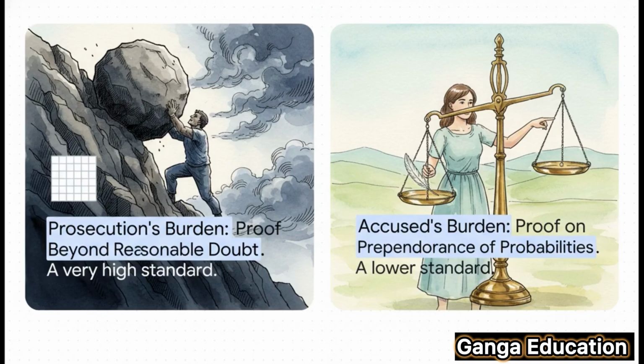Now this is a critically important point, especially for your exams, so pay close attention. The standard of proof is different for the prosecution and the accused. The prosecution has to prove its case beyond a reasonable doubt, which is a very high standard. But the accused only has to prove their exception on a preponderance of probabilities. This is a much lower standard. It just means they have to show that their version of events is more likely to be true than not.